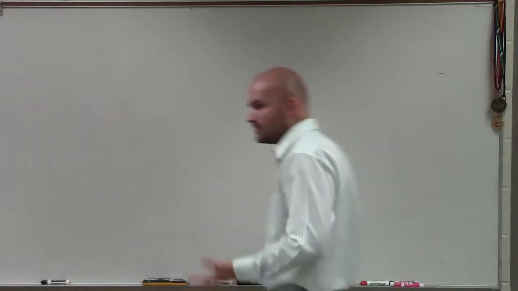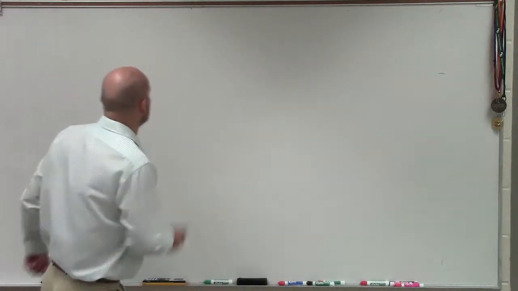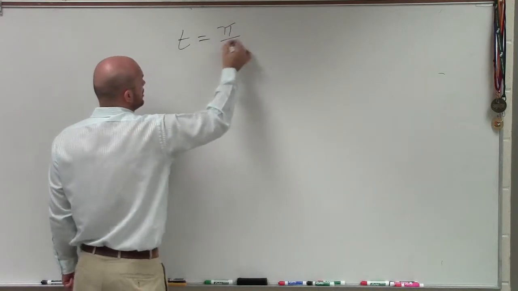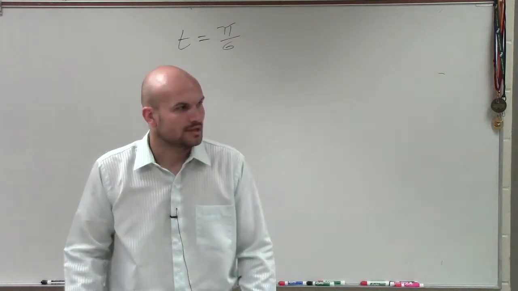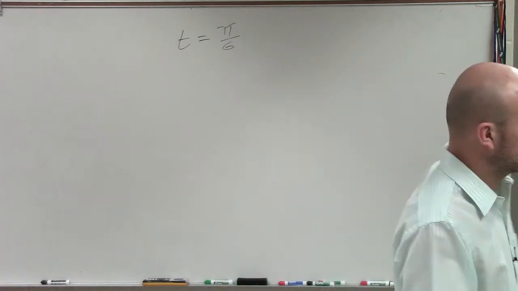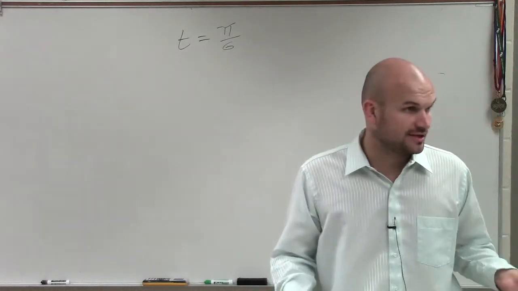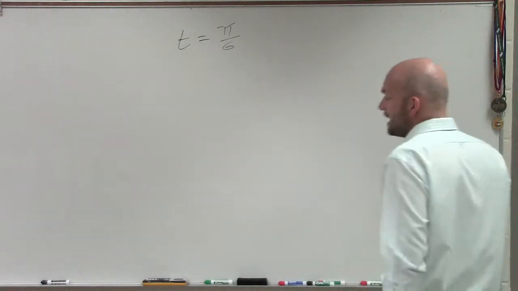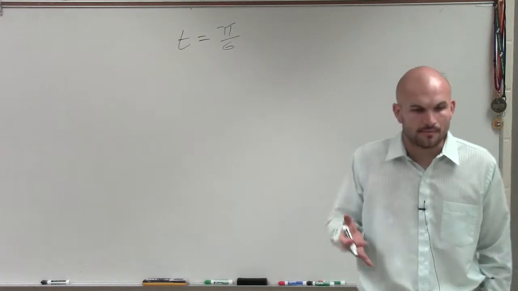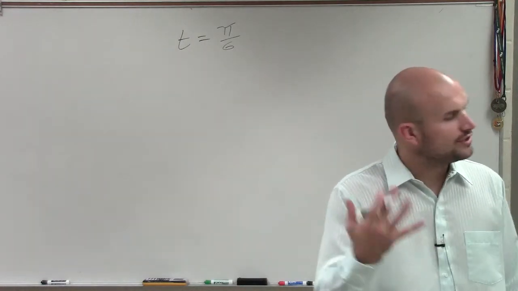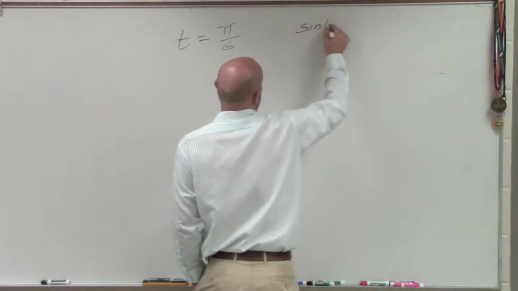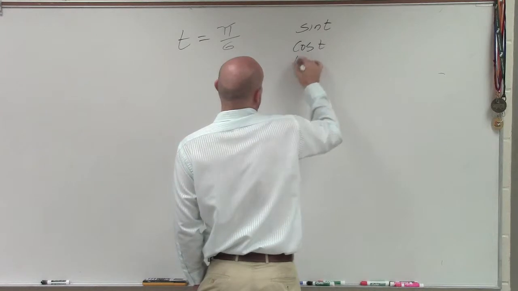So what I want to do is review real quickly, ladies and gentlemen, how we evaluate our trigonometric functions when we had t equals an angle. Let's just call this pi over 6. Now, when we had an angle, pi over 6, what we did for this portion is we used our unit circle, because pi over 6 allowed us to intersect the unit circle at a given point. So what we asked to do is find the sine of t, cosine of t, and the tangent of t.